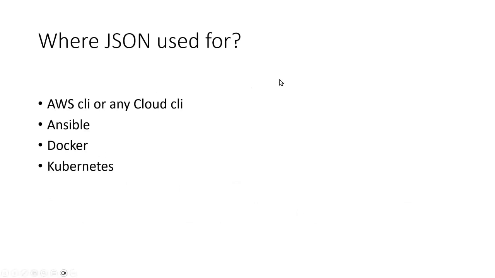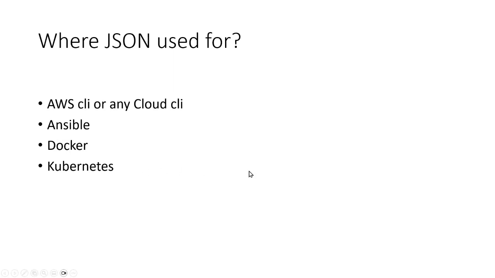Okay, so where we are using this JSON, as I told you: any cloud CLI, meaning AWS CLI, where the command will be aws. And if you work with Ansible, every command interpretation, when you run a playbook, the output you get from Ansible is in JSON format. Docker, when you inspect, you will get the entire output as key value pairs. That is Docker command execution. The inspect command gives you JSON output.